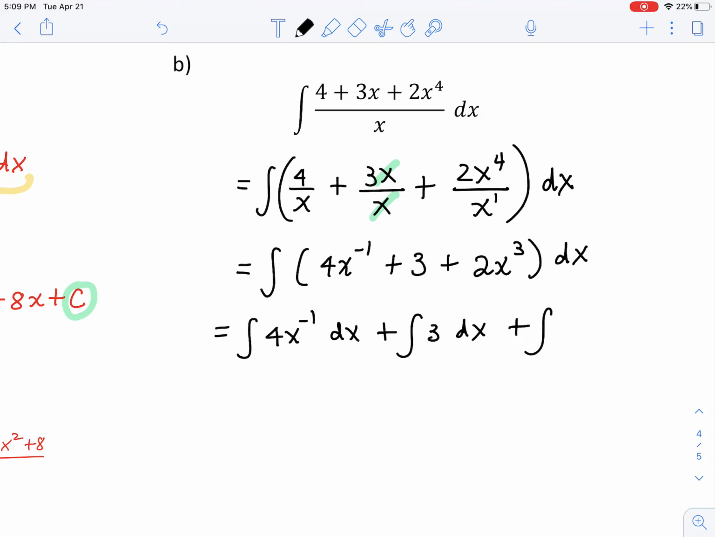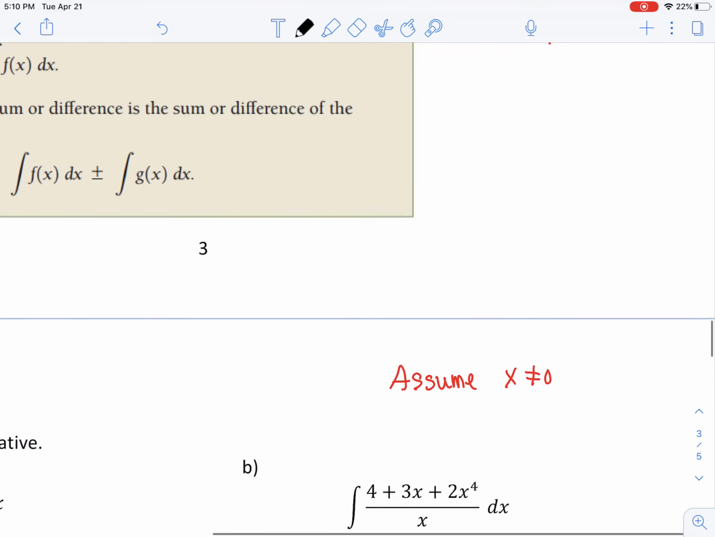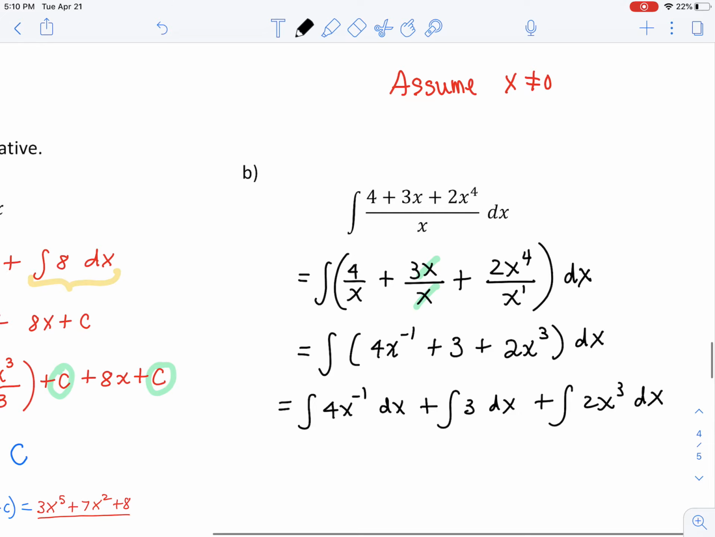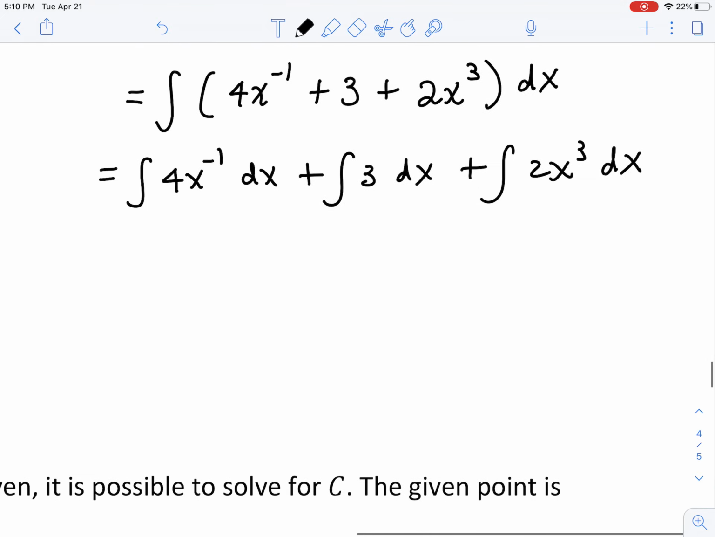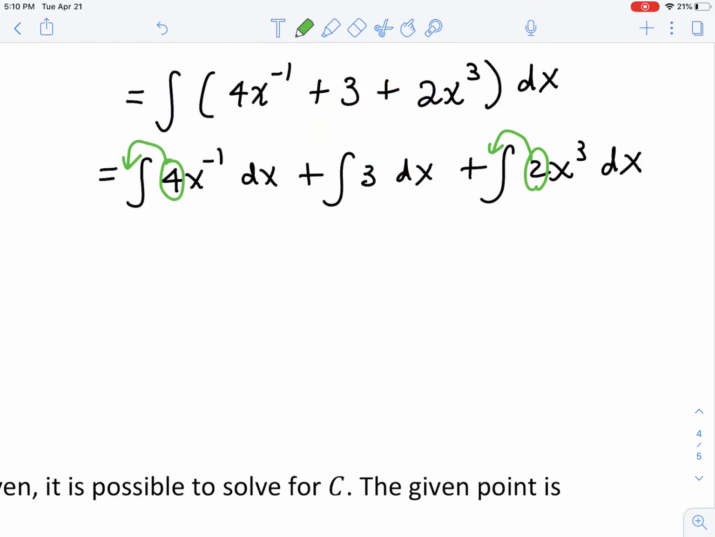So I just rewrite this in standard form so that I can separate them. All right, let me separate these into 3 separate integrals. Integral of 4x to the negative 1st dx plus integral of 3 dx plus integral of 2x to the 3rd dx. Alrighty. Now, that is using the second property, right? That's using P2. The antiderivative of a sum is the sum of the antiderivatives. That's what I just did.